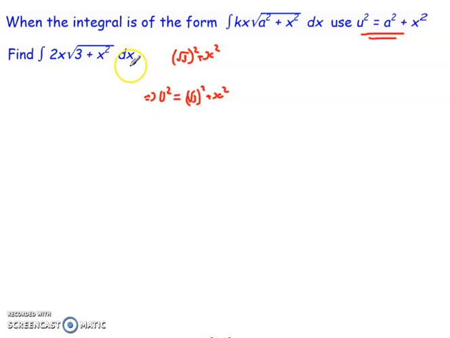So if I take the derivative with respect to x on both sides, what I get here is 2u du equals, the derivative of 3 squared plus x squared with respect to x, I then get 2x dx there. Now what you'll notice is that this u squared is the equivalent of what's in the square root, and this 2u du can now be used to get rid of the 2x dx.